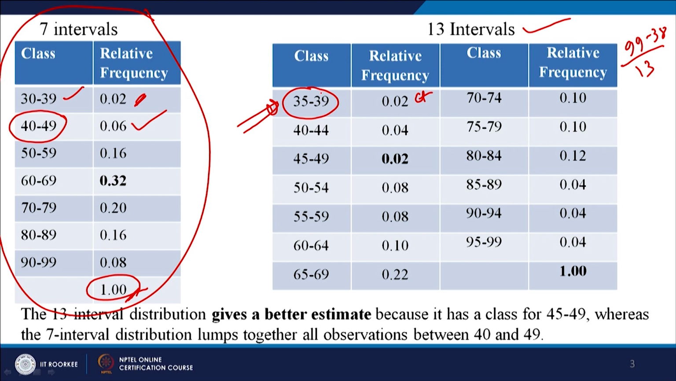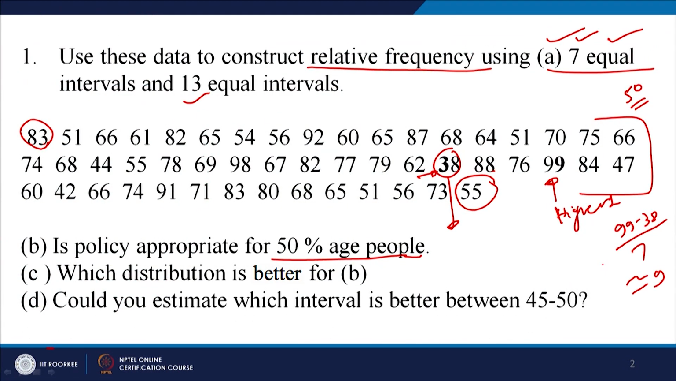So, the 13th class is 95 to 99. Just count how many frequencies are there in this range, divided by 50, and you will get 0.04, right. So, again the sum is 1, which has to be 1, right. You can't have less than this or more than this. So, this is the first part of the question, right.